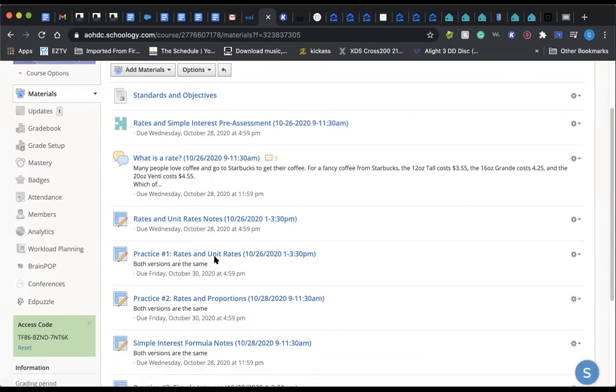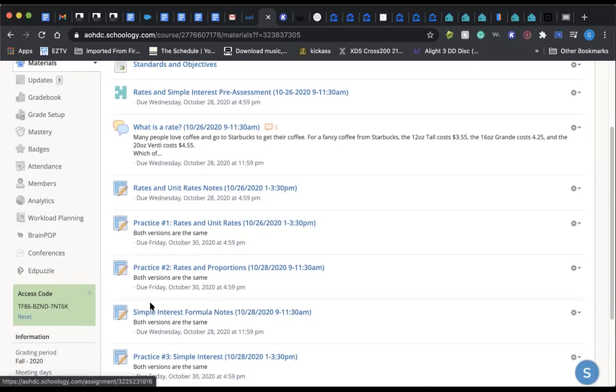Mr. G, I have a question. Yep, go right ahead. In the pre-assessment that we just did, it had a formula that said L equal PRT. Is that something that we're going to learn on Wednesday? Yep, so the simple interest formula is right here. Those are the notes for that. But yeah, we will learn the simple interest formula on Wednesday. Yep. Good question, Renee.